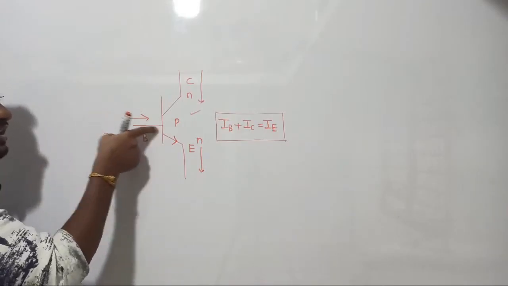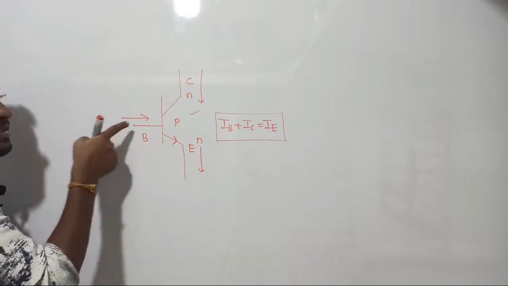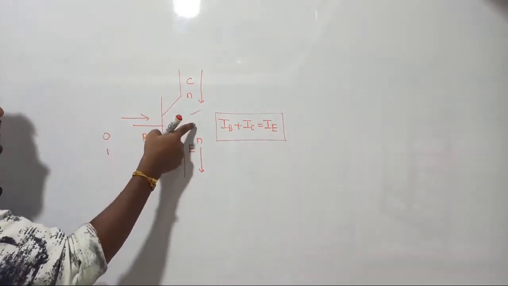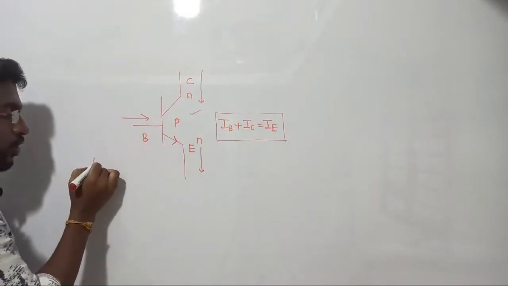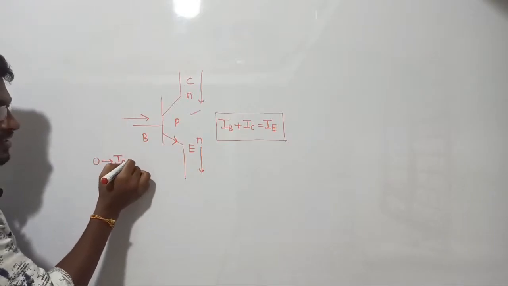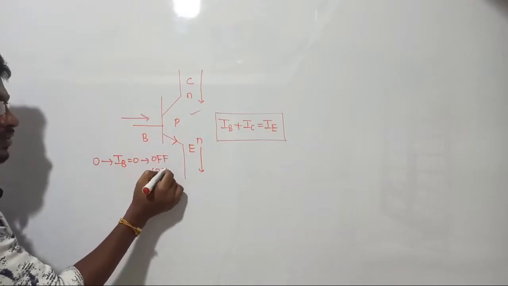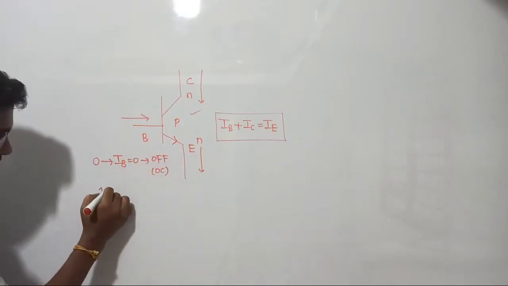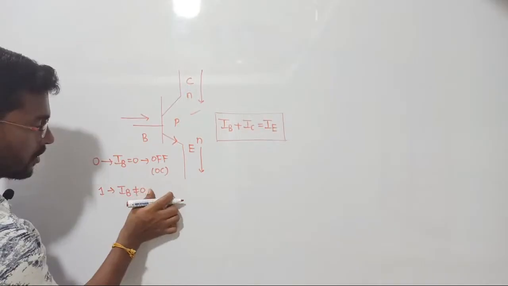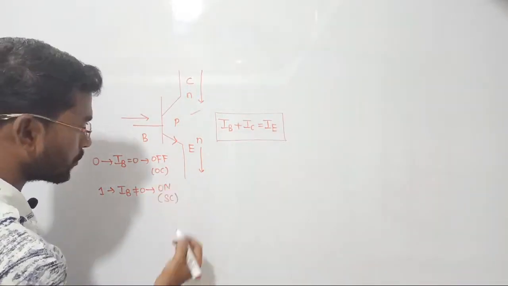0 means we are not giving any supply to the base. 1 means we are giving supply to the base. If you are not giving supply to the base, the transistor will be turned off. It will act as an open circuit. If you are giving 1, the transistor will turn on. It will act as a short circuit. So 0 means base current will become 0, such that the transistor will be turned off, or I can say it will act as an open circuit. If I am giving 1, the transistor will turn on, automatically the base current will become not equal to 0, such that the transistor is in the on state, and that is called a short circuit. Clear?